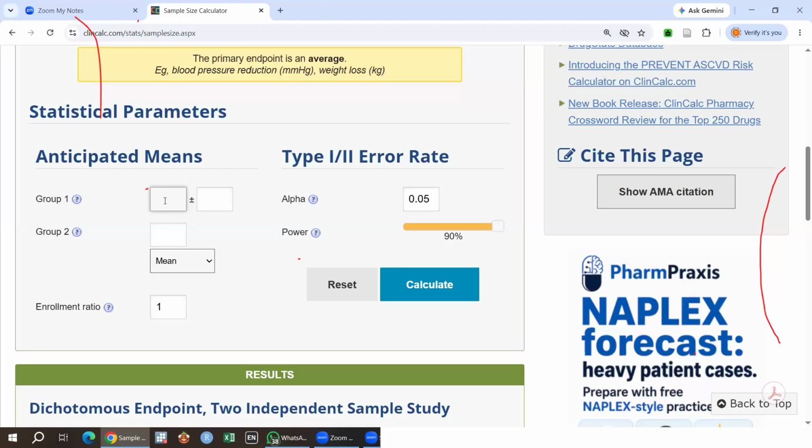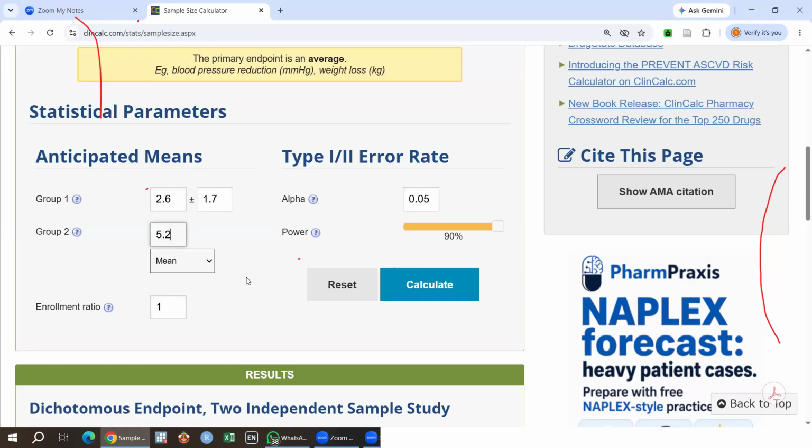So what we have to do, we have to fill in here. Group 1, 2.6 and SD 1.7. And group 2 mean 5.2, I think, and SD we have taken 2.4, something like that. But here we cannot enter it. There is no option here. Ideally, there should be plus minus SD for group 2 also. But here it is not.